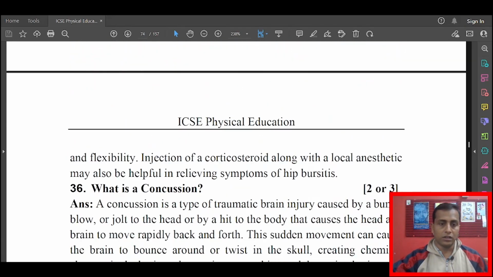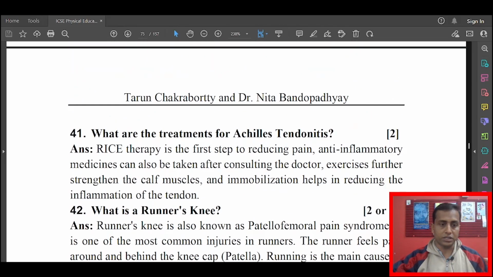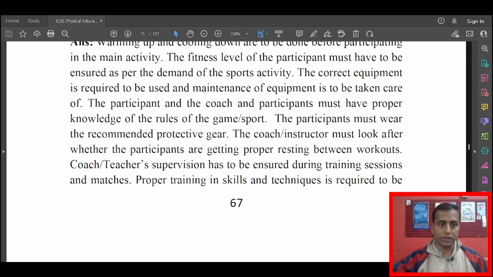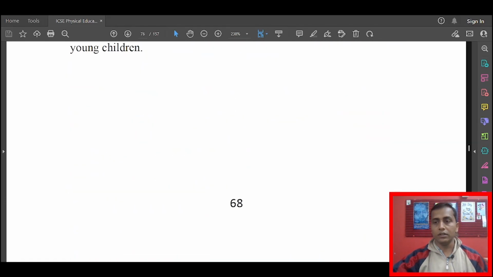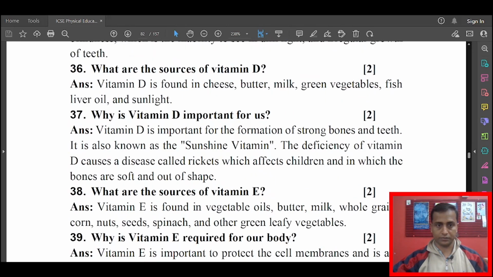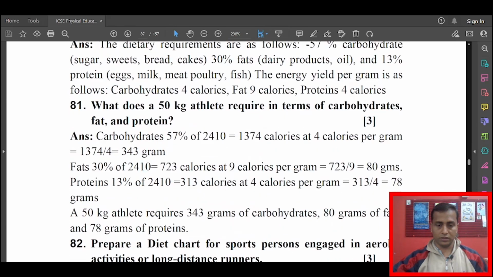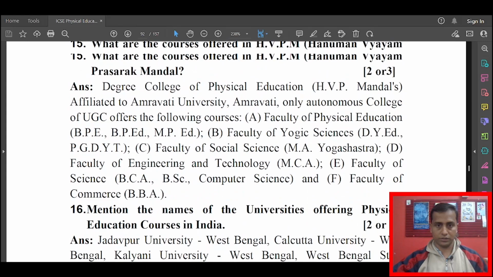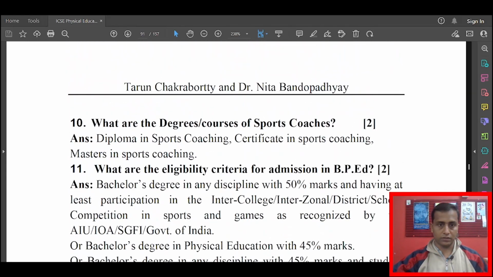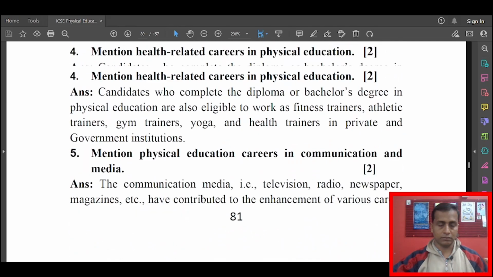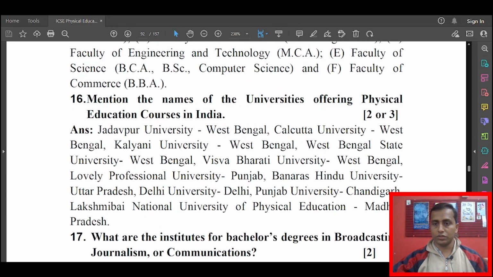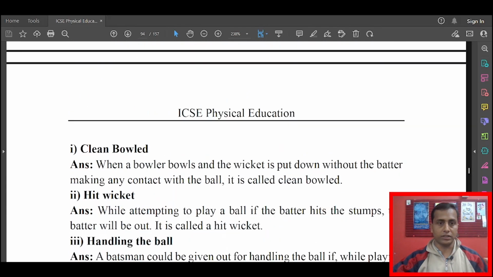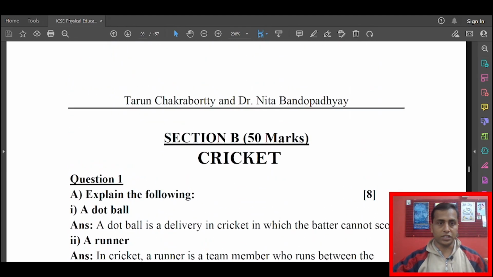You can see how many questions total, 52 questions given. So this is how the questions have been given: health education as well as career in sports. You can see the questions from career in sports also, in physical education are also given. So now coming to the second portion, the section B portion.